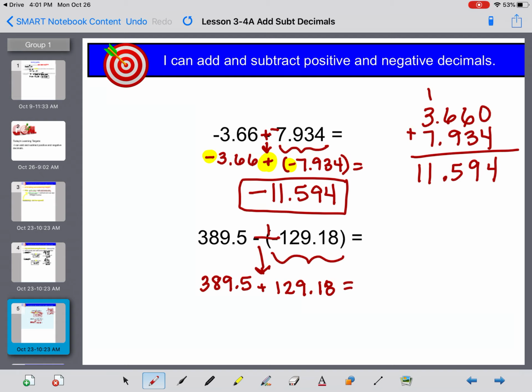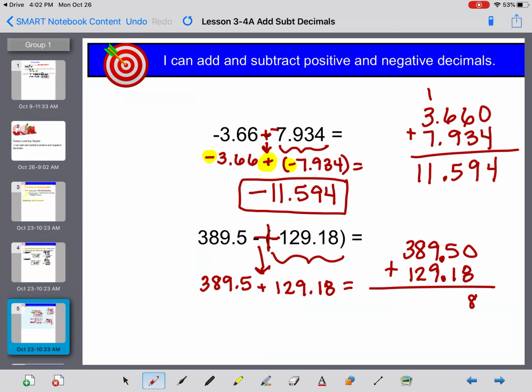Now you can see that you can simply add these two numbers. So let's stack them, 389 and 5/10 plus 129 and 18/100. I need to add a 0 in here as a placeholder. Notice my decimal points are lined up.